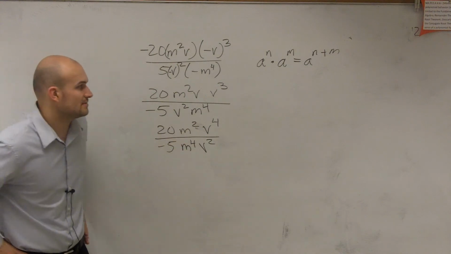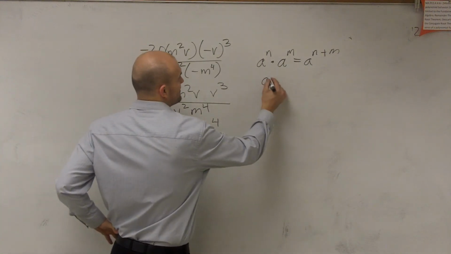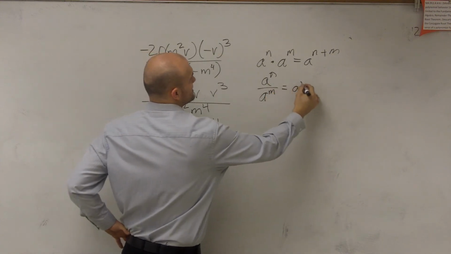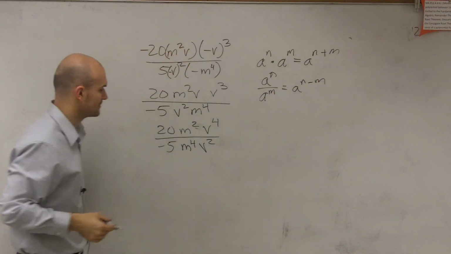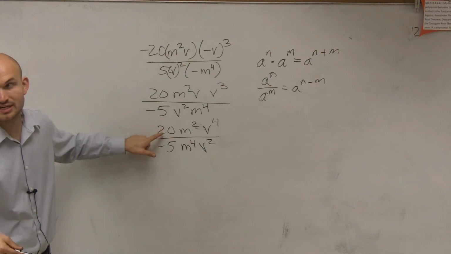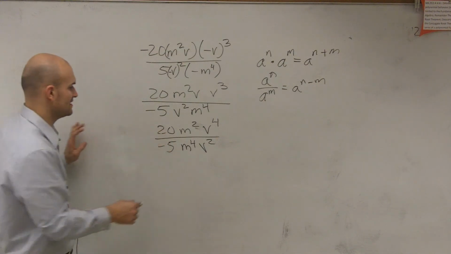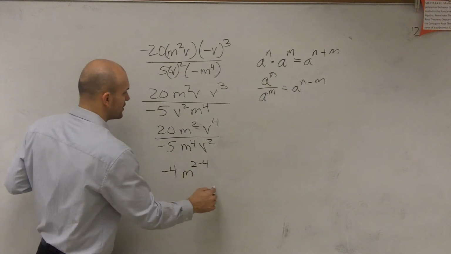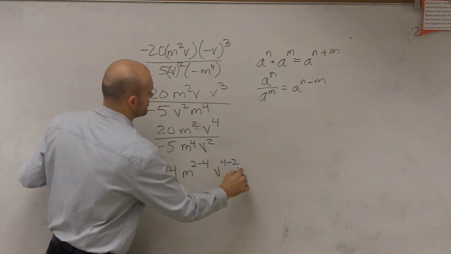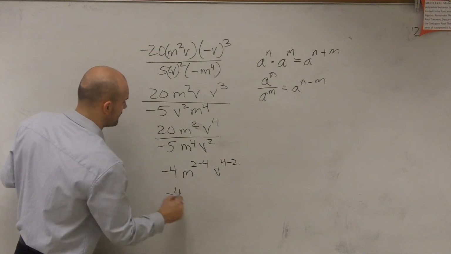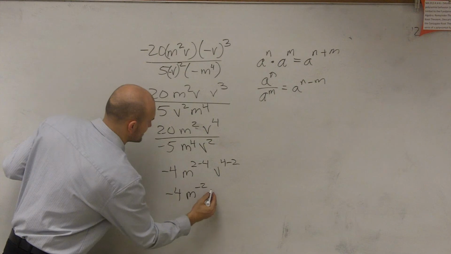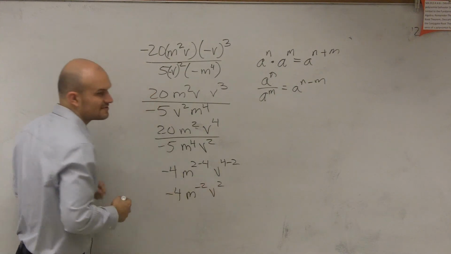So now the next operation we need to do is division. So I have a to the n divided by a to the m equals a to the n minus m. First of all, I can always do this: 20 divided by negative 5 is negative 4. Then I have m to the 2 minus 4 and v to the 4 minus 2. So that gives me negative 4 times m to the negative second and v to the positive second.